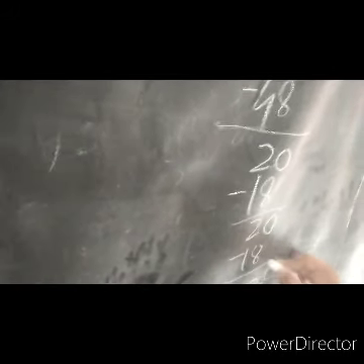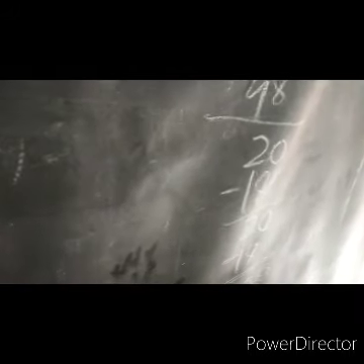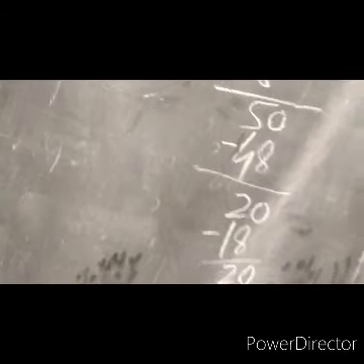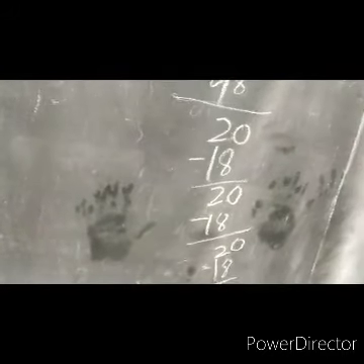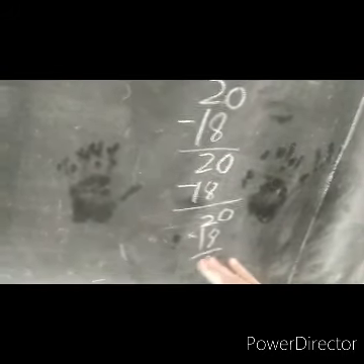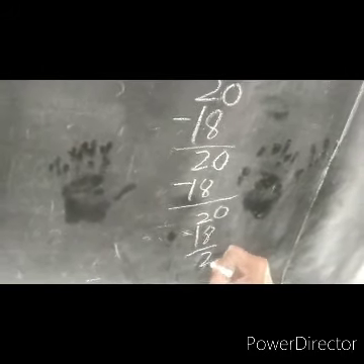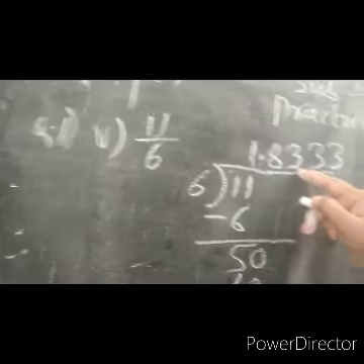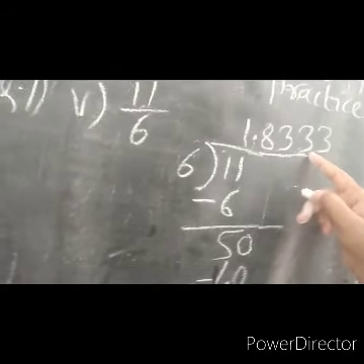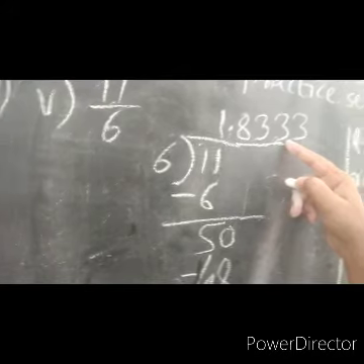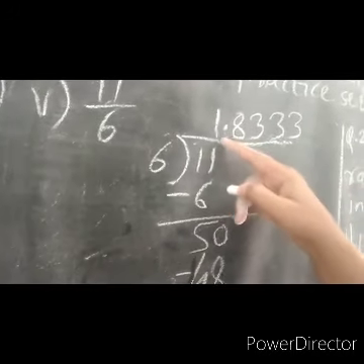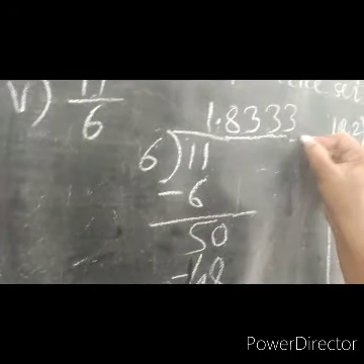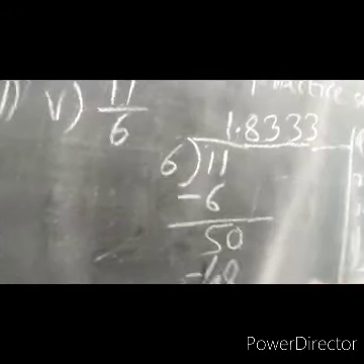Again we have to take 0. Again 6 3s are 18. Now see, the process never ends and the remainder is not 0. 20 minus 18, that is we got remainder 2. And see, this number 3 is coming again and again. That means 3 is recurring, which means coming again and again after this decimal point. So we got 1.8333 and so on.